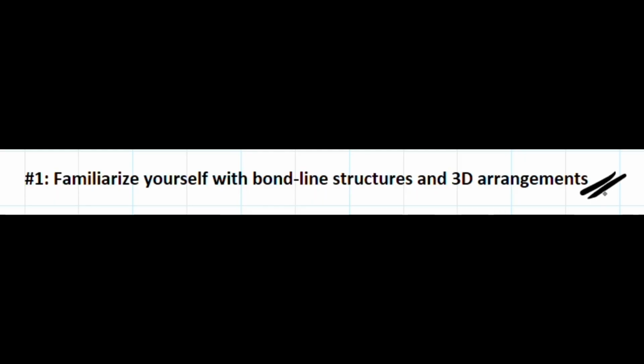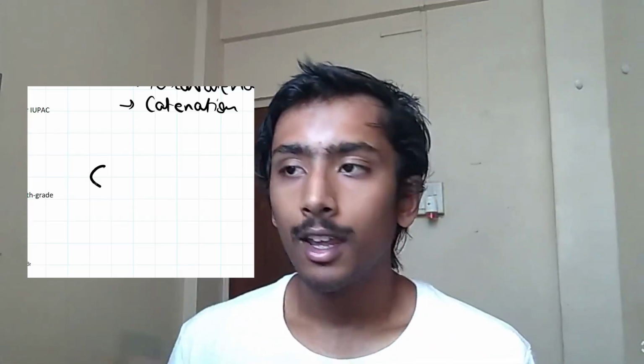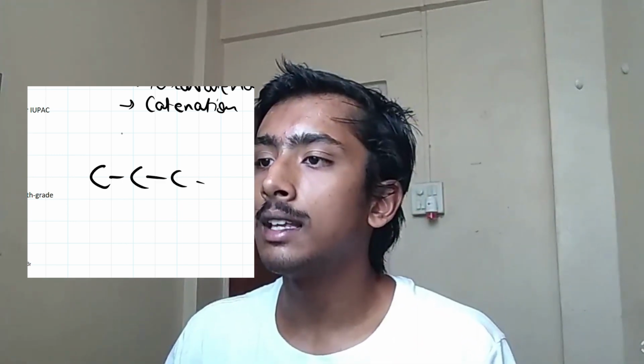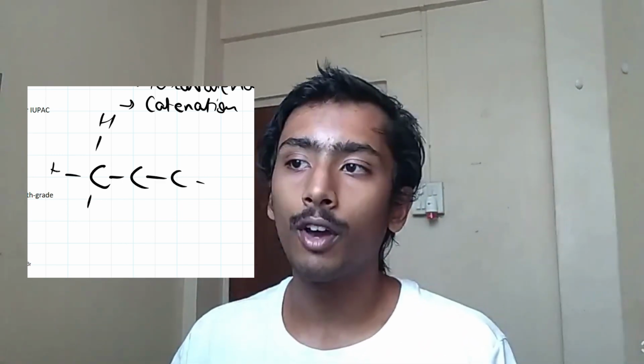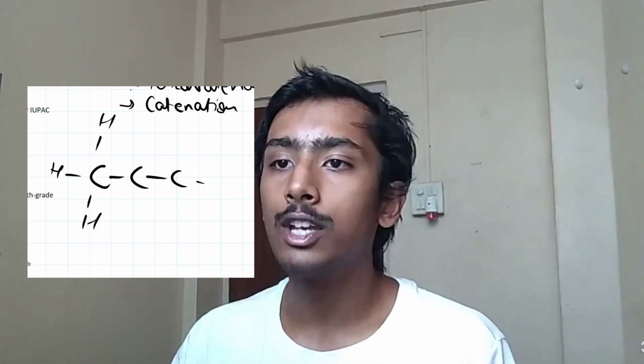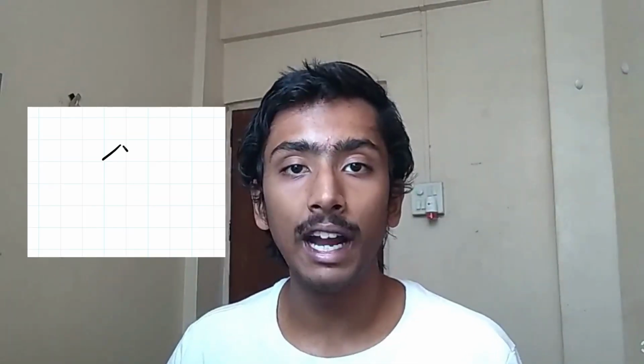After understanding why carbon is responsible for forming the majority of organic compounds, let's understand how to represent these compounds. Here is where your first cheat code comes into the picture. Familiarize yourself with bondline structures and 3D arrangements. This is because you will not find your typical structures of like C and all of your hydrogens all arranged around you. You're very much bound to find more complex structures, something like this maybe.